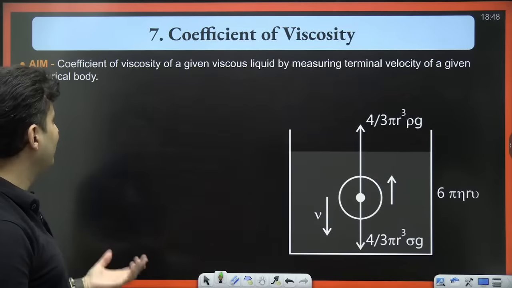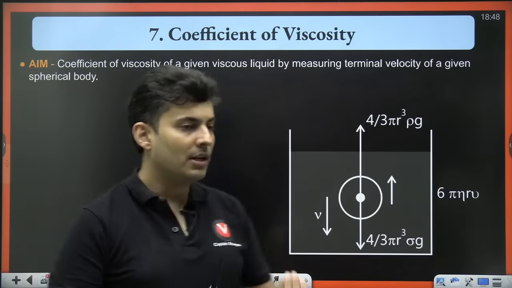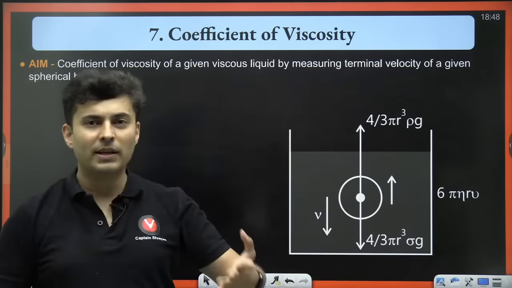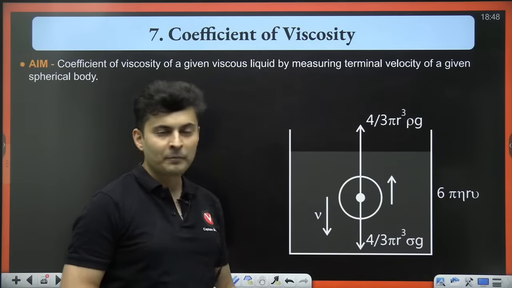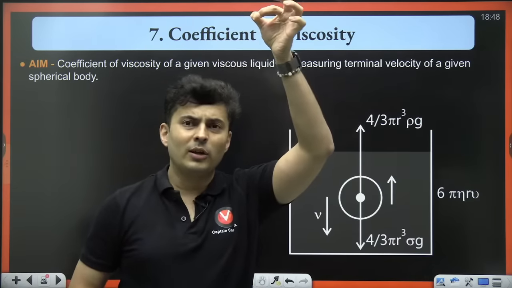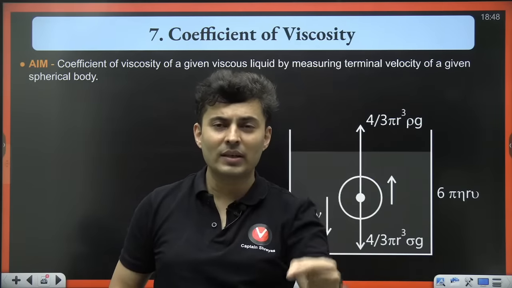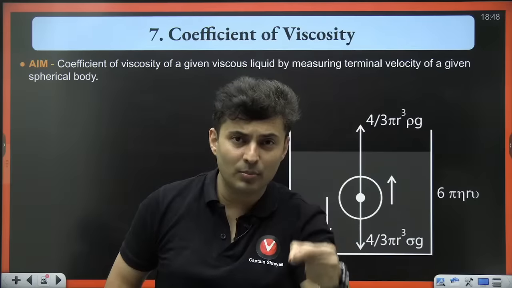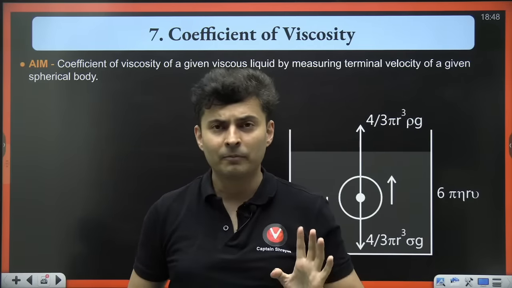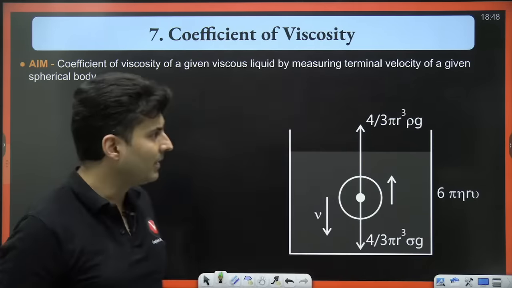All right. Coefficient of viscosity. Determination of coefficient of viscosity by dropping a ball in a tall container. When the raindrops fall from the clouds, they come down at a constant speed. That constant speed is called the terminal speed.